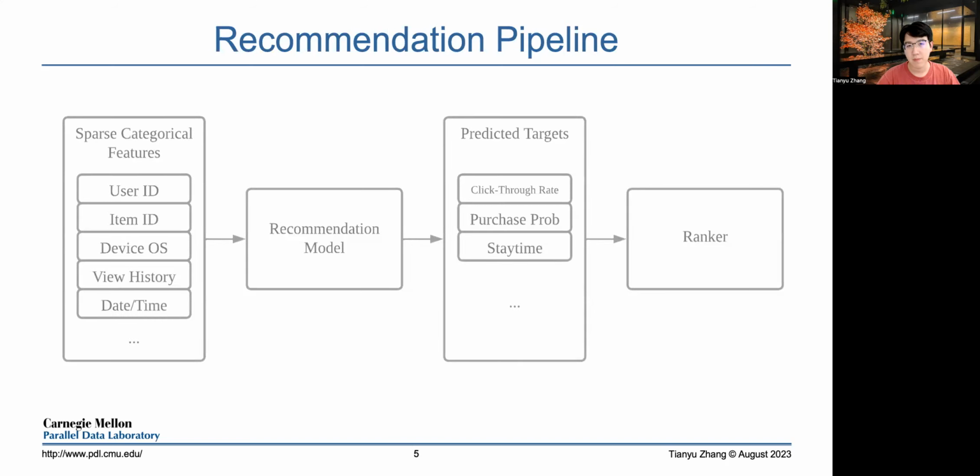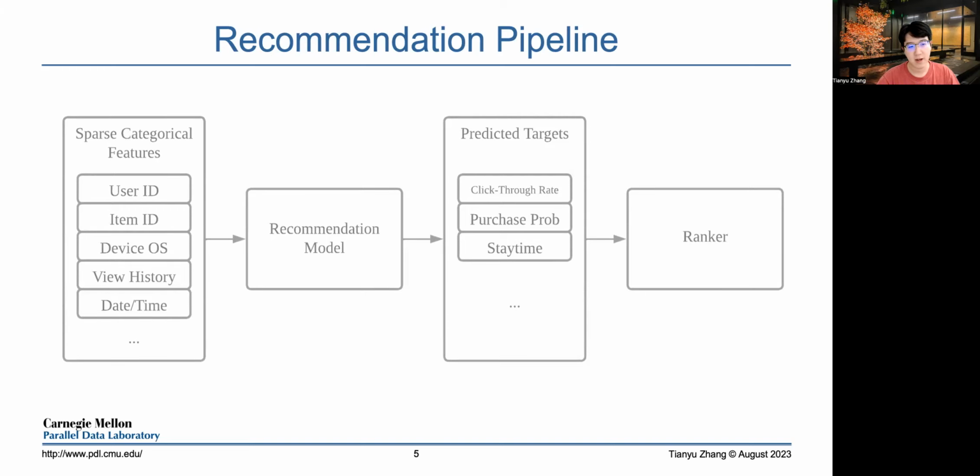A typical recommendation pipeline looks something like this. We start off with a set of sparse categorical features, for example, user ID, item ID, view history. Some of these features can have really, really high cardinality. For example, there could be millions, if not hundreds of millions, of users.